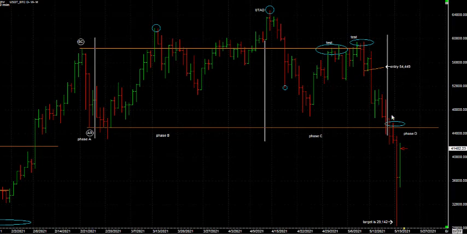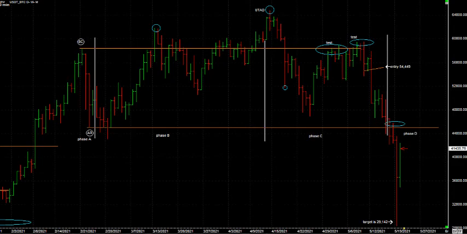Again, this took 10 days, from the time we got the signal, down here to where it hit its target yesterday. We closed out the position here at 29,142. Again, that was an accurate reading based on the entry with the point and figure chart. We didn't make these numbers up.